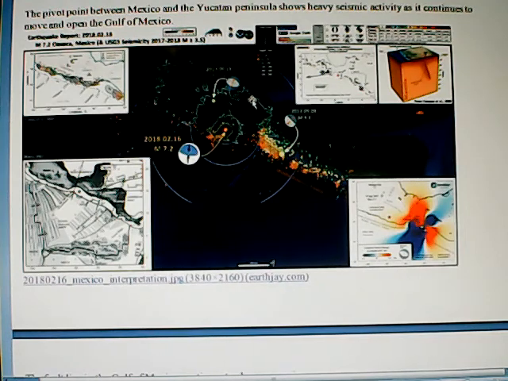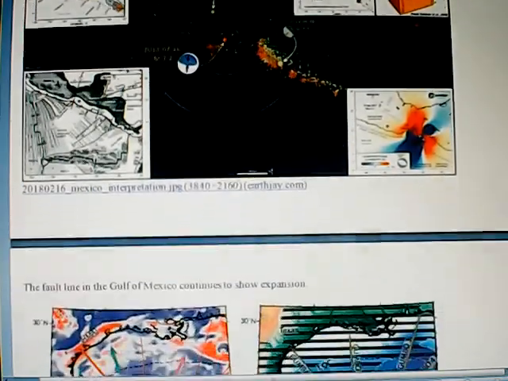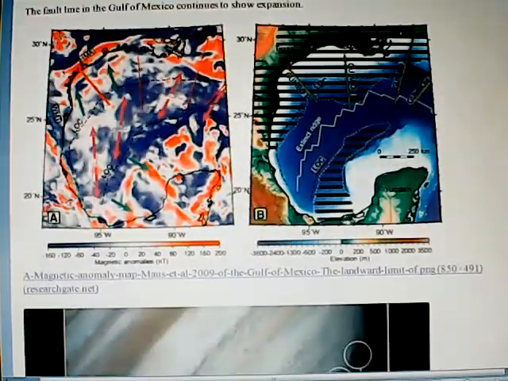The pivot point between Mexico and the Yucatan Peninsula shows heavy seismic activity as it continues to move and open the Gulf of Mexico. There's all the earthquakes down at the dogleg between Mexico and the Yucatan Peninsula. And the fault line continues to grow in the Gulf of Mexico. Show the movement pushing towards the U.S. and towards the Yucatan, making it larger.